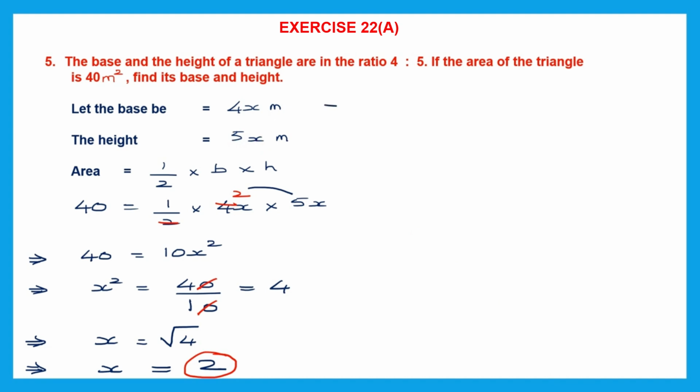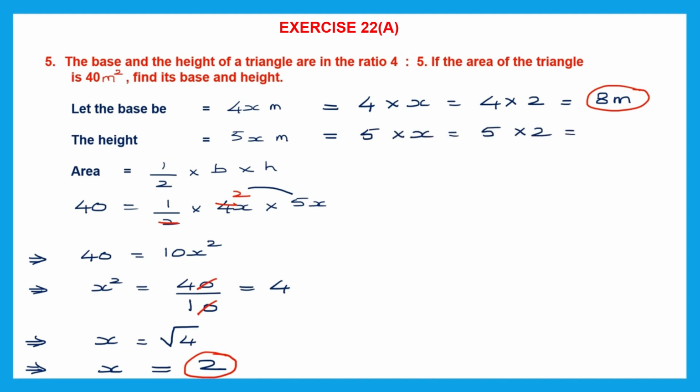So let's do it there. Now base is equal to 4x. That means 4 into x. And how much is x? x is 2. So 4 into 2, which is 8. So we have found the base to be 8 meters. Now height is 5x, that means 5 into x, which is 5 into 2. 5 2's are 10, 10 meters. So we have found the height also and the height is 10 meters.